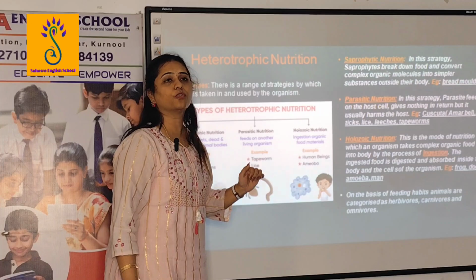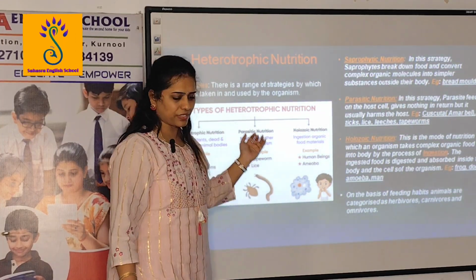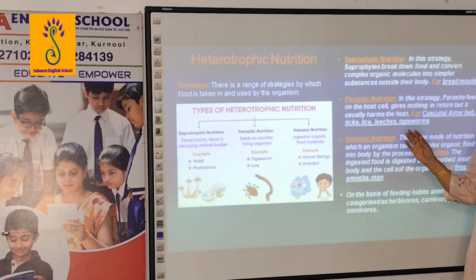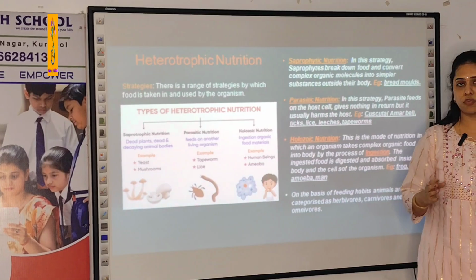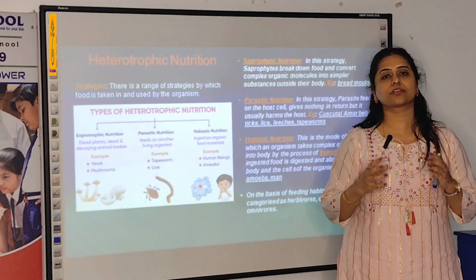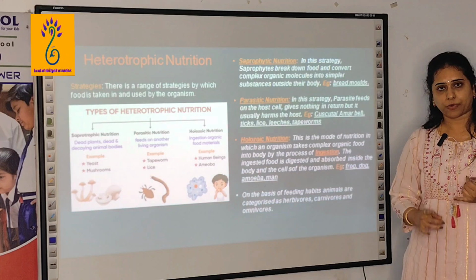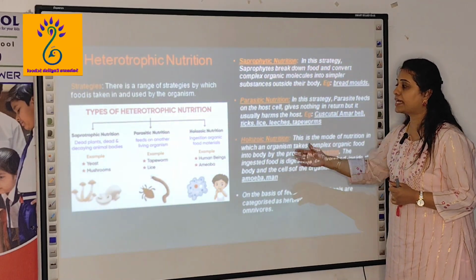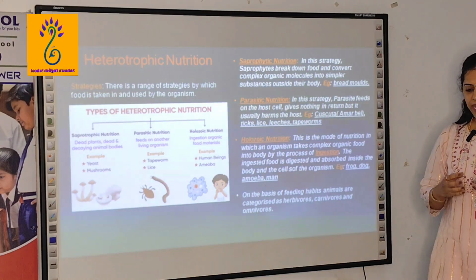Next, coming to heterotrophic nutrition. There are many strategies to describe heterotrophic nutrition, because different organisms perform different modes of nutrition based on different methods they use. For example, it may be saprophytic, it may be parasitic, it may be holozoic. Saprophytic, especially the decomposers. What is happening?